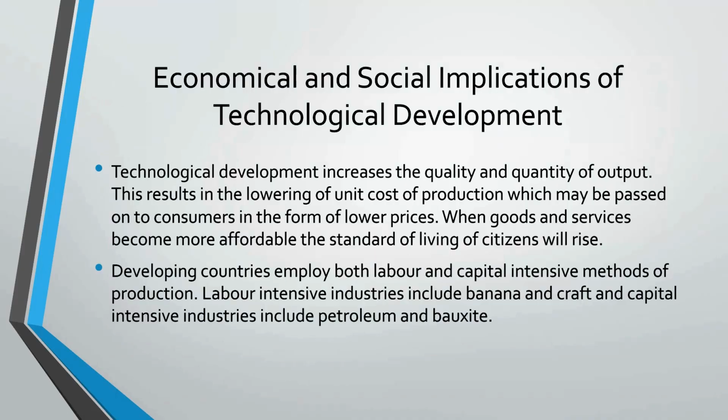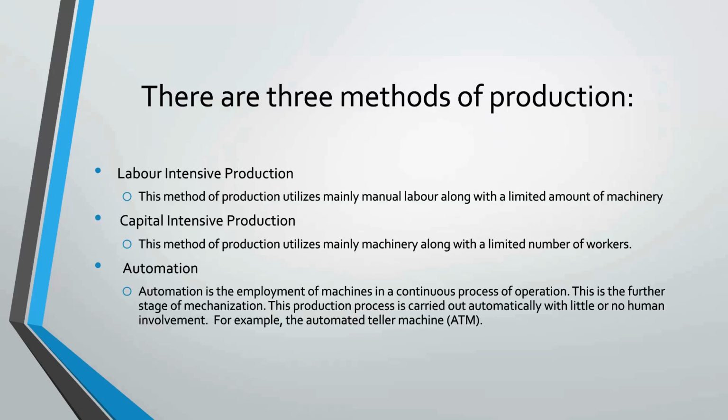Developing countries employ both labor and capital intensive methods of production. When we say labor intensive methods of production, we're saying that we use mostly human workers to get that product. When we say capital intensive methods of production, we're saying that we use more machinery and equipment to get the work done. Now, labor intensive industries include banana and craft, and capital intensive industries include petroleum and bauxite.